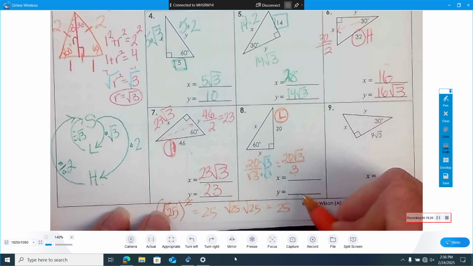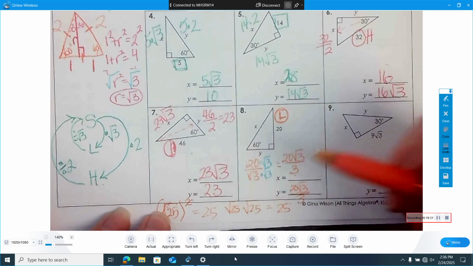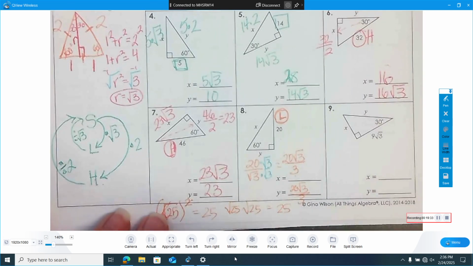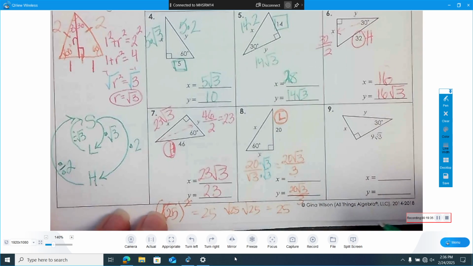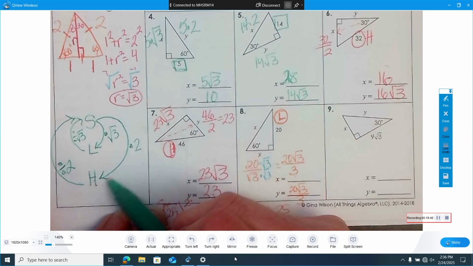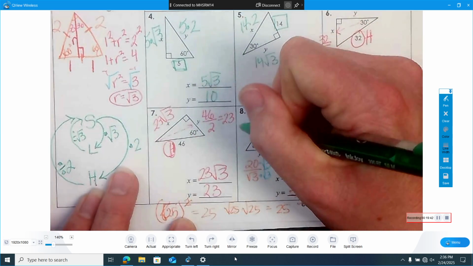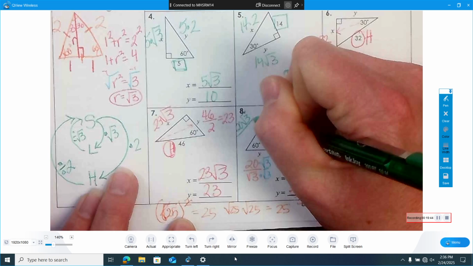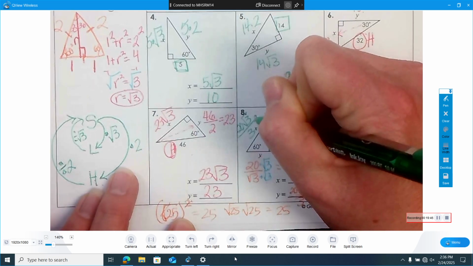That's the y there. That's really complicated: 20 radical 3 over 3. How do we get the longer leg? Multiply that by 2. We got to times it by 2. So 40 radical 3 over 3. That's a tricky one.